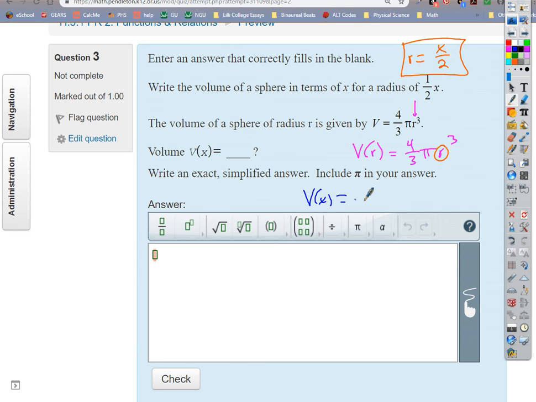But I would just end up with something like this: V of x is just going to be 4/3 times pi times r, which is x over 2, cubed. And then I would just go through a simplification process, right? I would simplify this quotient. If I have a quotient to a power, I just distribute the power to both parts, and I can multiply straight across and reduce fractions, etc. That's kind of where the algebra comes in. Okay? That make sense? Yes.